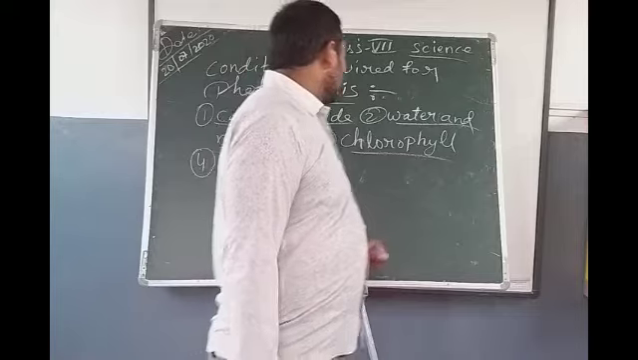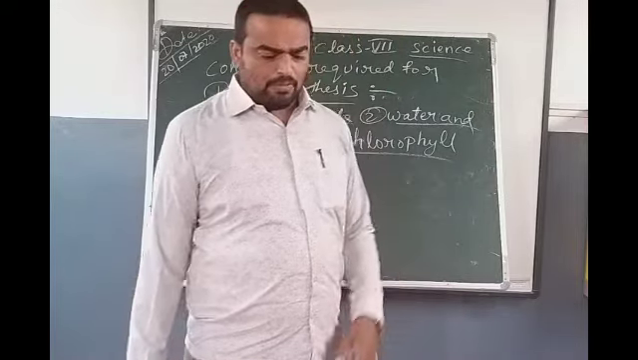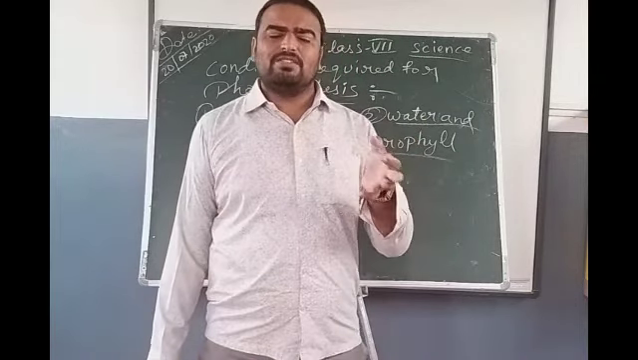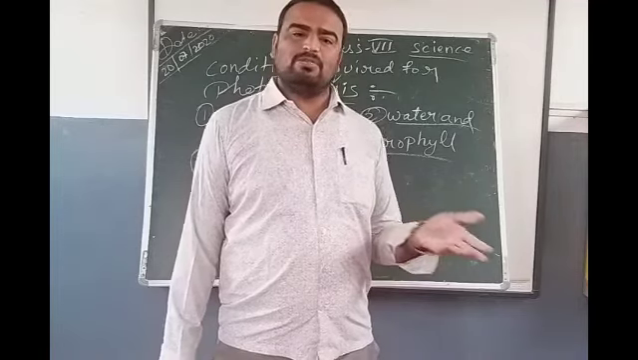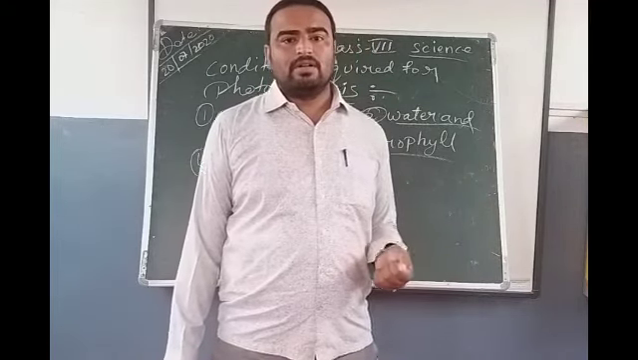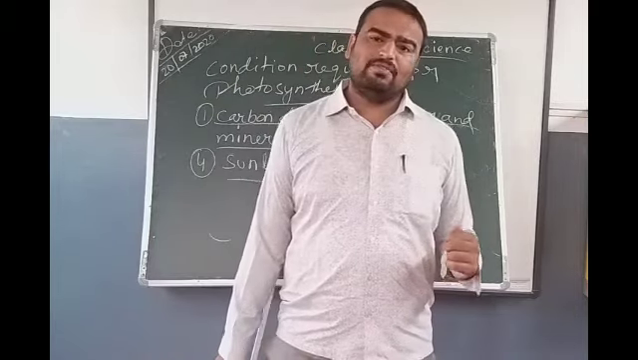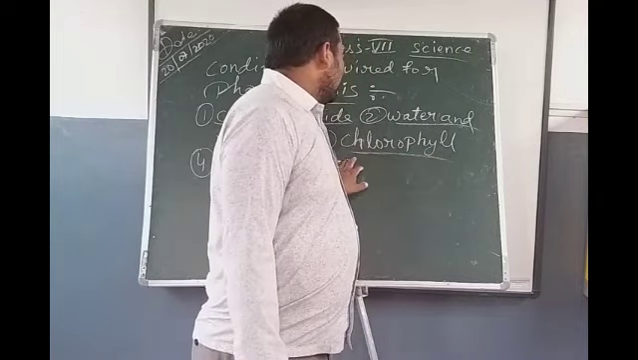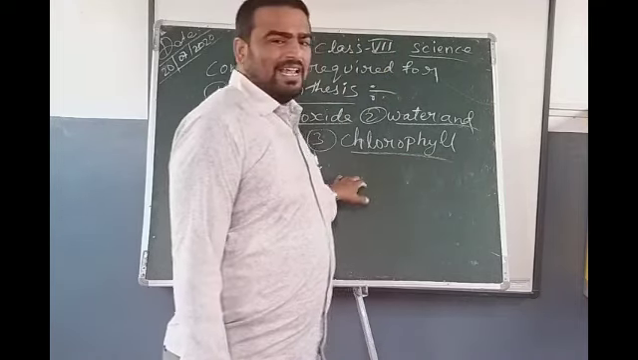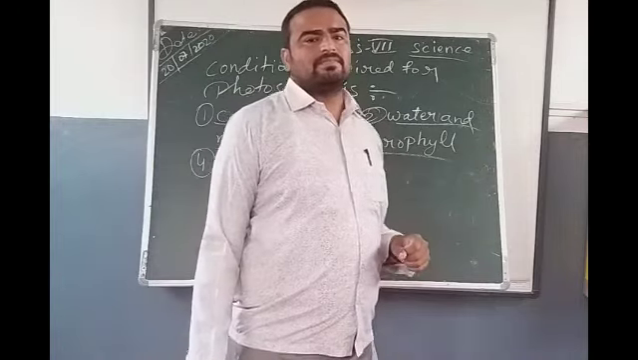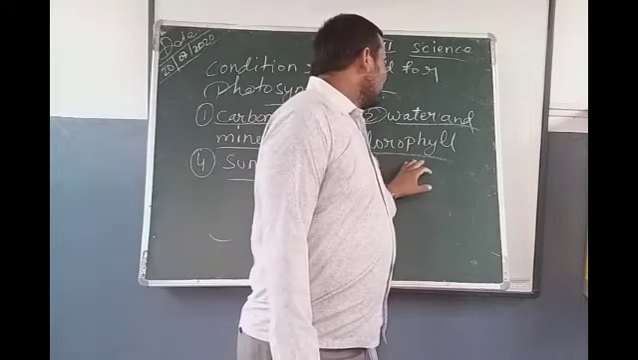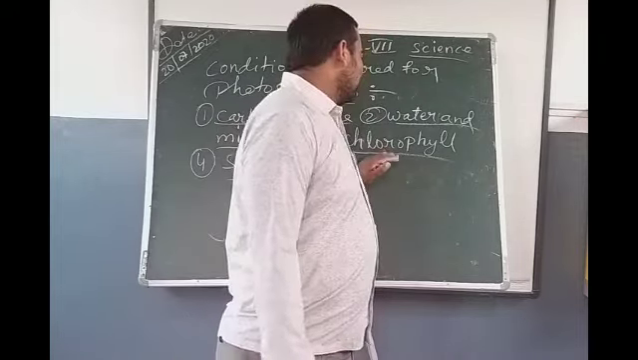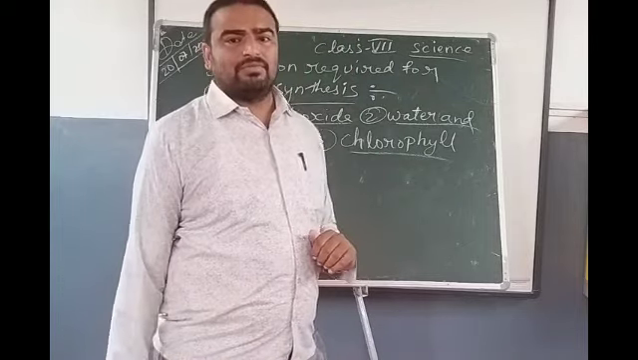Now, third point, students, is chlorophyll. What is chlorophyll? We know that the green pigment which is present in the leaves is known as chlorophyll. What is the role of chlorophyll in photosynthesis? Chlorophyll, the green pigment present in the leaf, helps to trap the sunlight. More and more energy is taken by the chlorophyll, which helps them to prepare their food.